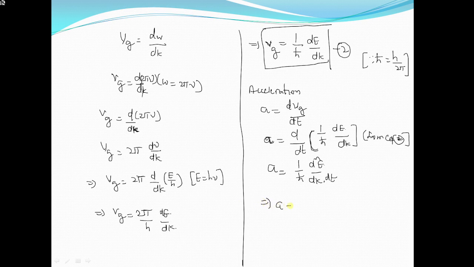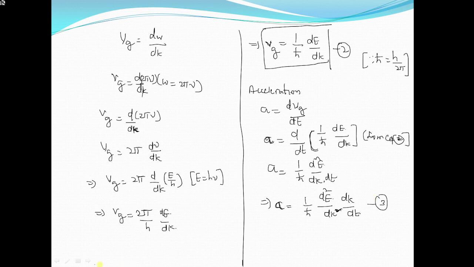So I can write acceleration a is equal to 1 by h cross d square E by dk square into dk by dt. Can I write like this? See here, I am multiplying with dk and dividing with dk. This is equation number 3. So this is the acceleration.